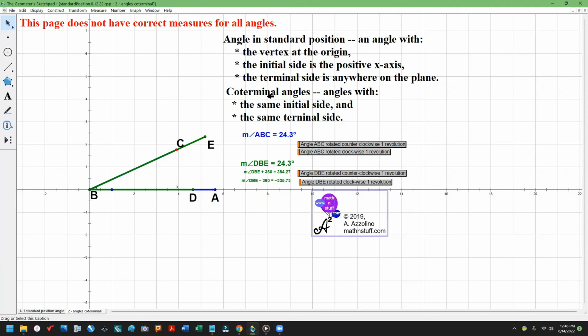Coterminal angles are angles with the same initial side and the same terminal side, and you can spin them or turn them as many times as you want. That's everything you need to know.